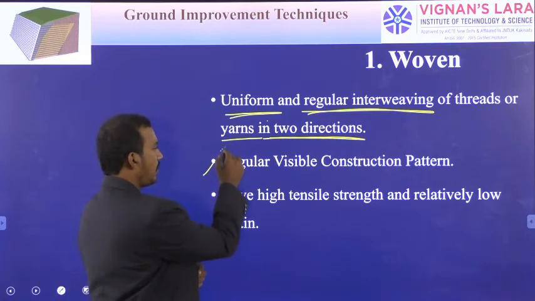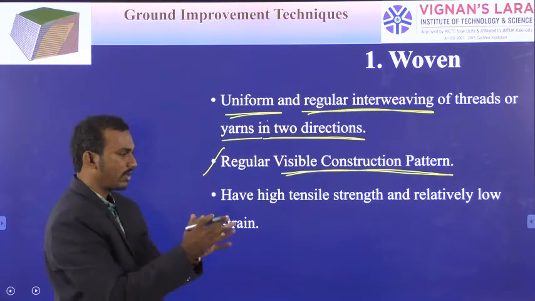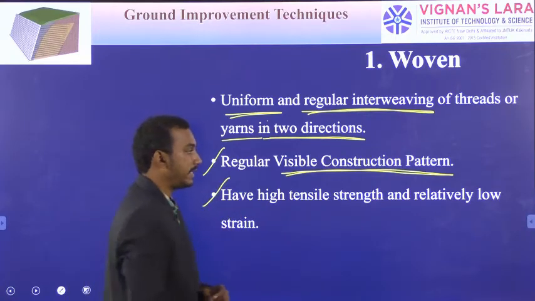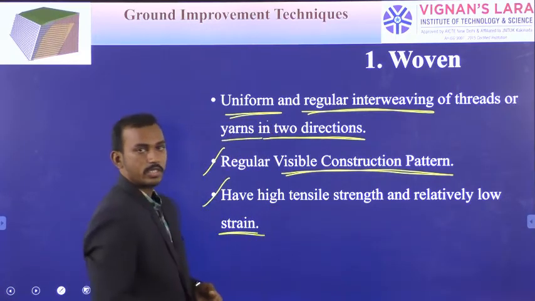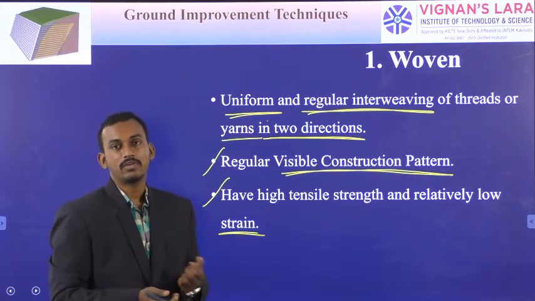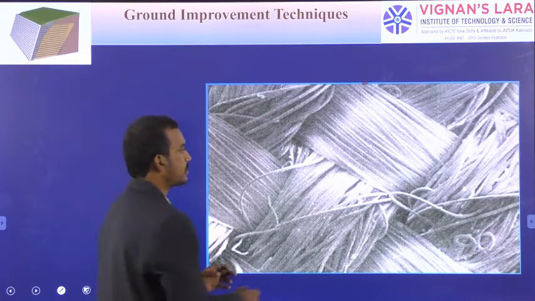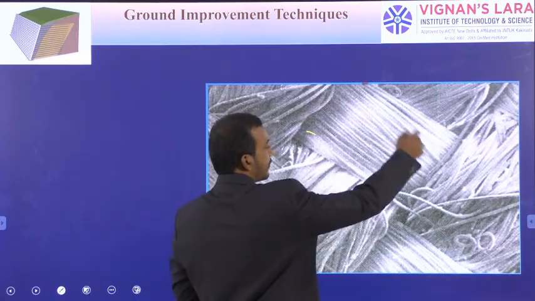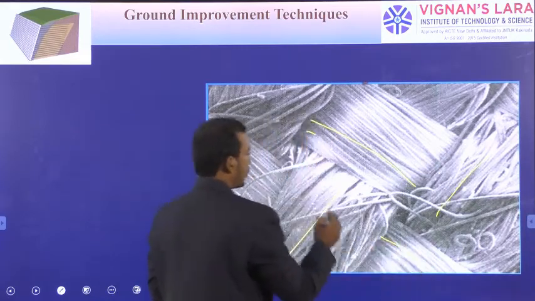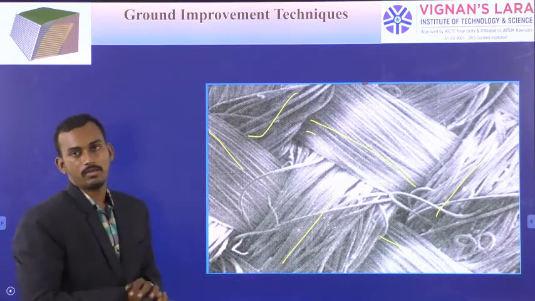But the interweaving must be uniform and regular, with a regular visible construction pattern. If you see, you can clearly observe a regular visible pattern, a regular construction pattern. These have high tensile strength and relatively low strain. Even if you apply a high tensile load, its deformation or strain is very small. See, these are the best examples. These are uniform and regular weaving: horizontal, vertical, likewise vertical and horizontal. In the olden days, we used the nawar cards, right? Like that, these are available.